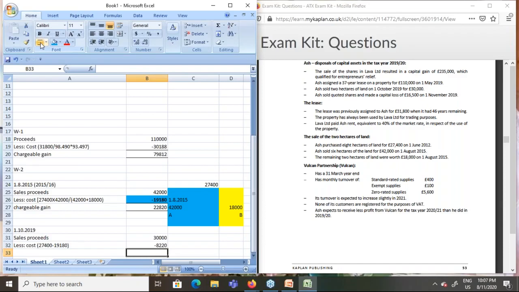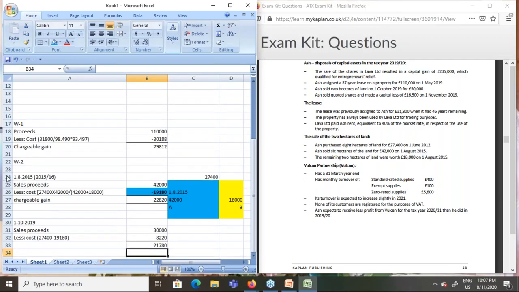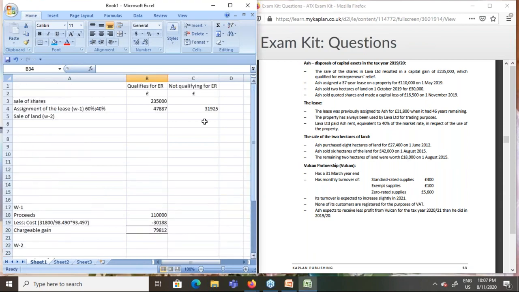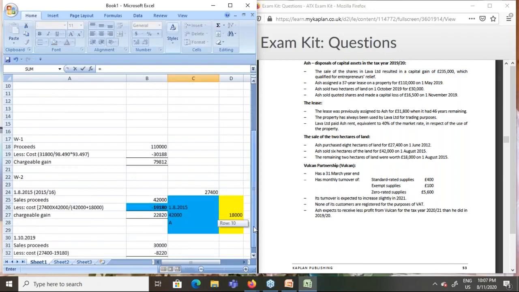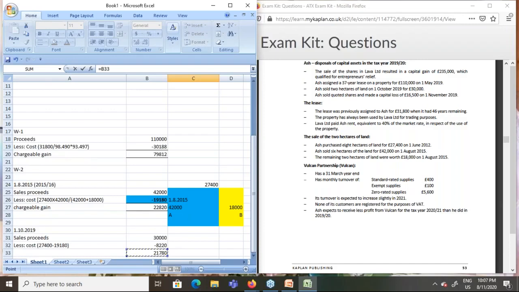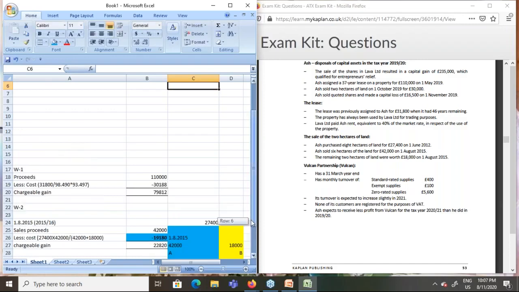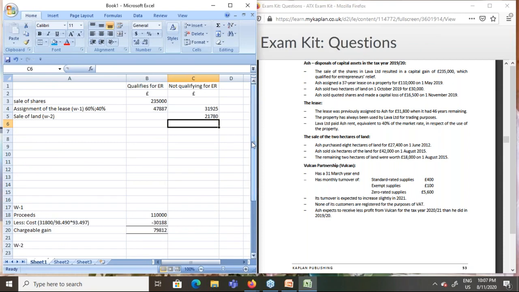8,220, a minus figure. This results in a chargeable gain of 21,780. So that does not qualify for ER, because it's an individual disposal of an asset. So you record it in that column, 21,780.